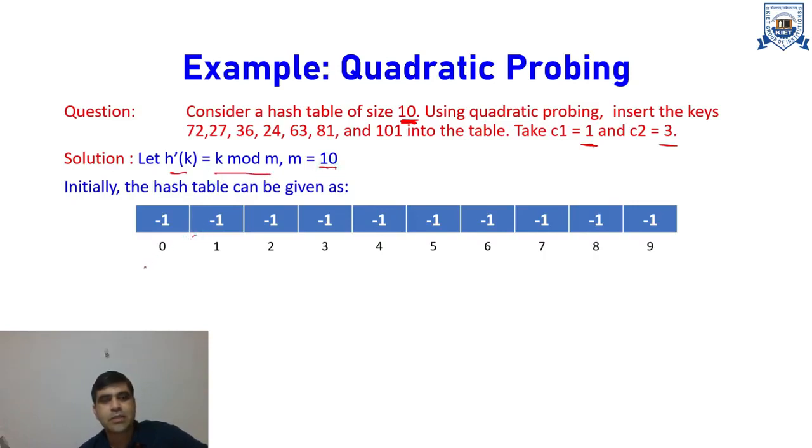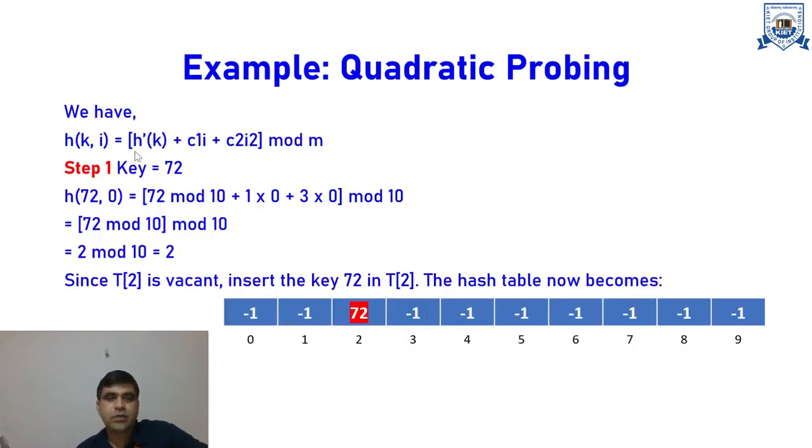Initially your hash table looks like this, all the positions are empty, so all positions are available for storing the key values, right? So this is our quadratic hash function which we are going to use. The first key will be 72. So the first hash function will be simply 72 mod 10.